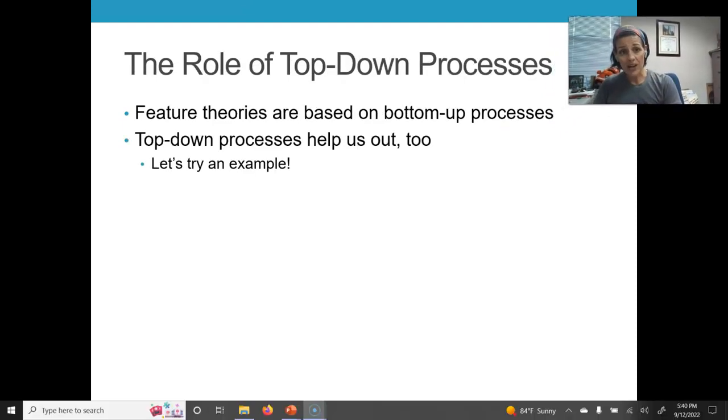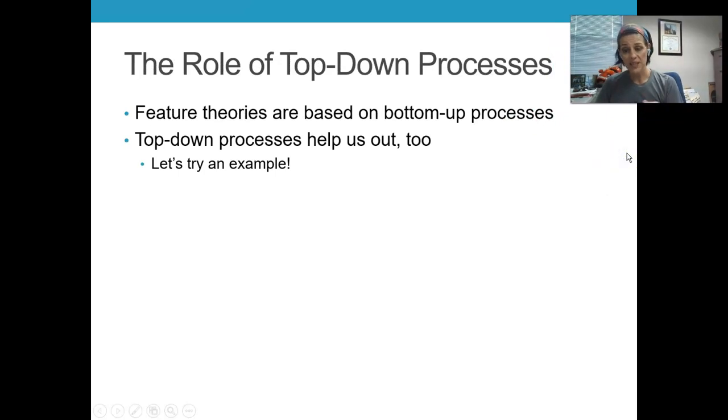So I want to talk a little bit about the role that top-down processes play. A lot of these theories of pattern recognition that I've been talking about, including feature theories, are all based on bottom-up processing. We start with the stimuli that we are given and we work our way up to more complex processes. But our expectations and our knowledge of the world around us are going to play a role. Top-down processes help us out too.